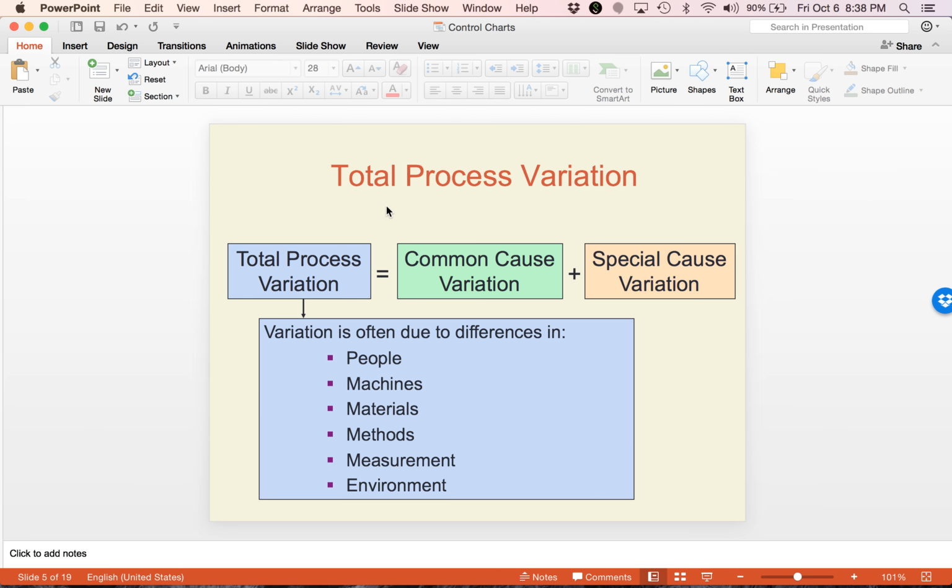So when we have a process, we talk about the total process variation being a combination of the common or chance cause variation plus special cause variation. Now, variations in a process can be caused by lots of different factors: people, machines, methods, measurements, the environment changing. And we're interested in knowing how much of these factors are attributing common or expected variation, and when is there unexpected or abnormal or special cause variation.